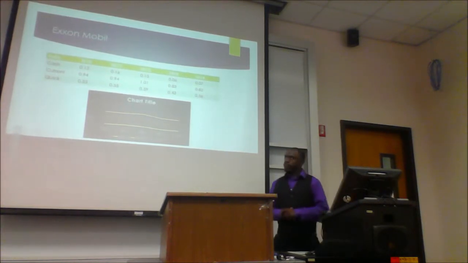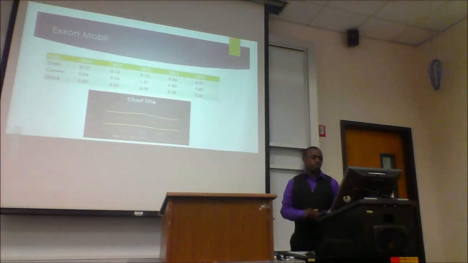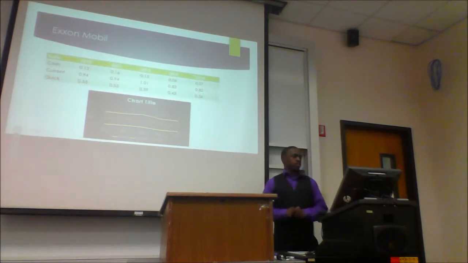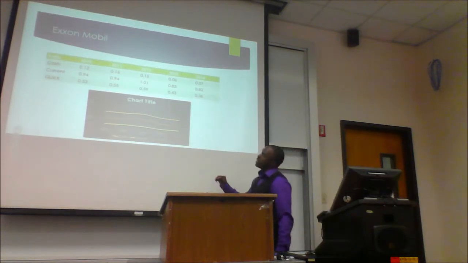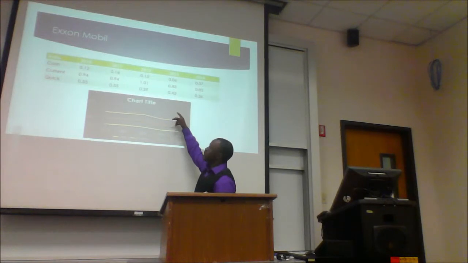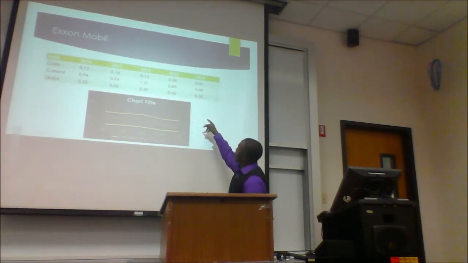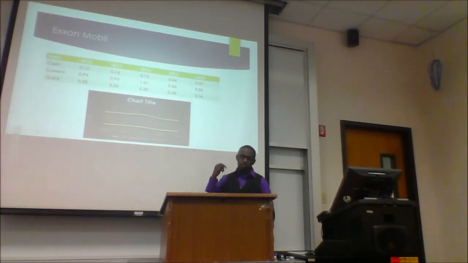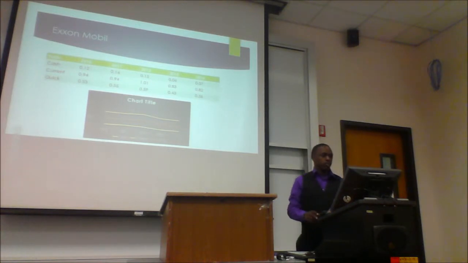And for Exxon, the cash ratio is 0.15 in 2012, the current ratio is 1.01, and the quick ratio is 0.59. As you see, the cash, current, and quick ratios all decreased in 2013. In 2014, the current and cash ratios increased and the quick ratio decreased. Keep in mind that you want the cash, current, and quick ratios to be fairly high.